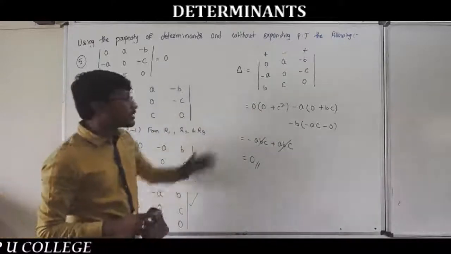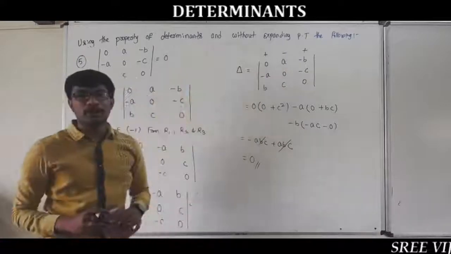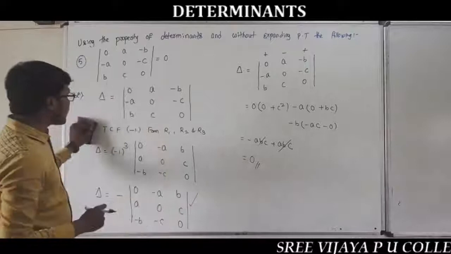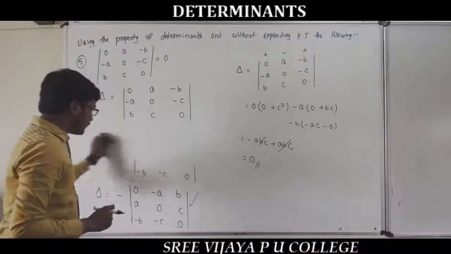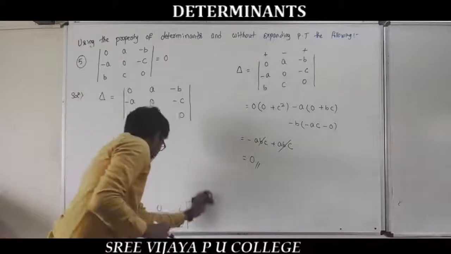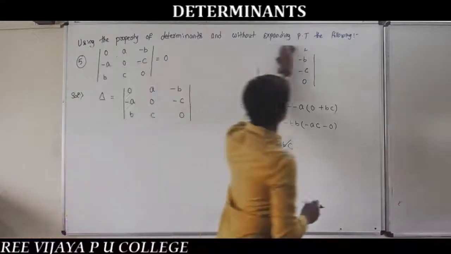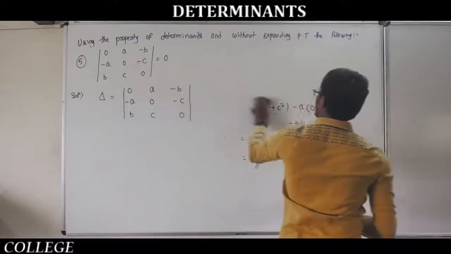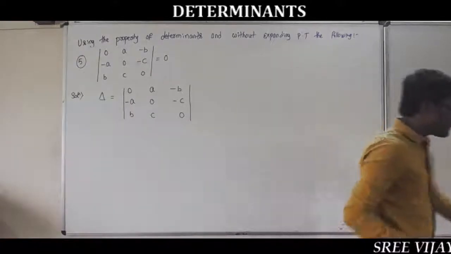But what are you doing here? Here you are doing it by expansion. But according to the problem, you cannot do it by expansion. So for that we can apply any property. See which property you can apply. You should compulsorily apply the property. If you apply a property only, you can solve the problem. Means the question is asking that you use the property and solve the problem without expanding.